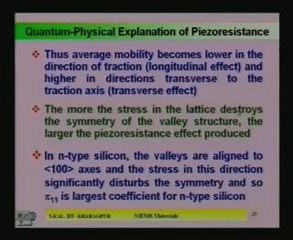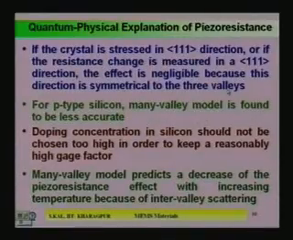Third observation is, in n-type silicon, the valleys are aligned to the 100 axis, and the strain in this direction significantly disturbs the symmetry, and so pi 11 is the largest coefficient for n-type silicon. There is a reason why for n-type silicon pi 11 is the largest. On the other hand, for p-type silicon pi 12 and pi 11 will be higher than pi 44. That is because of this reason. For p-type silicon, the many valley model is found to be less accurate. Doping concentration in n silicon should not be chosen too high in order to keep a reasonably high gauge factor.